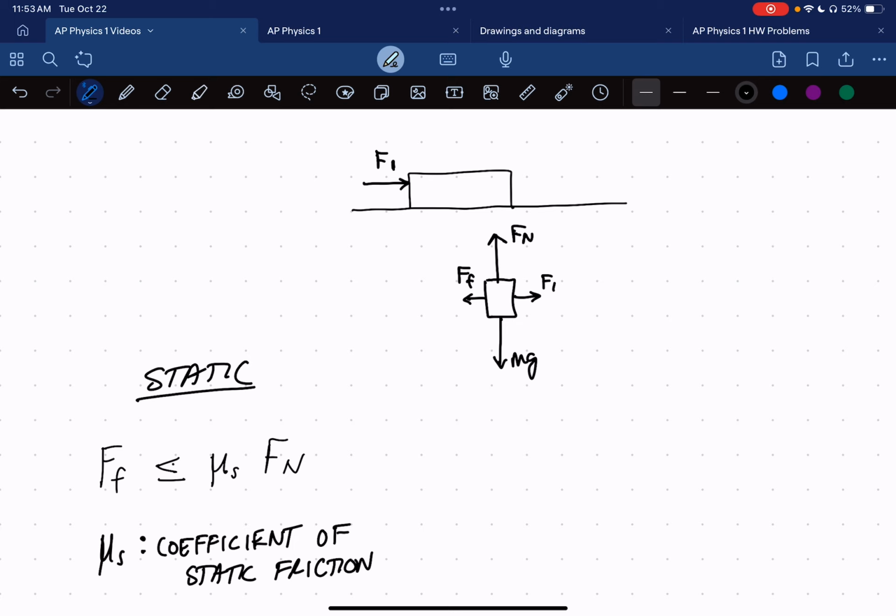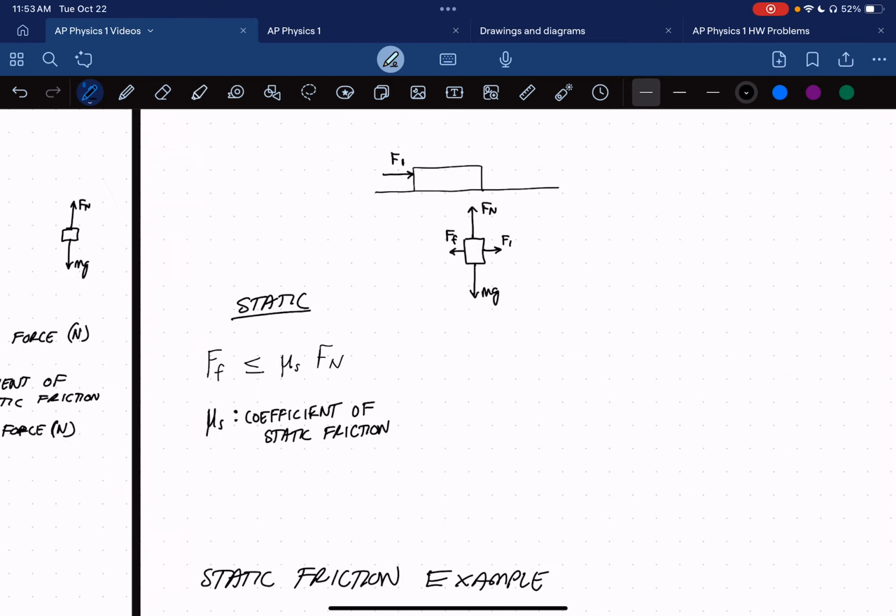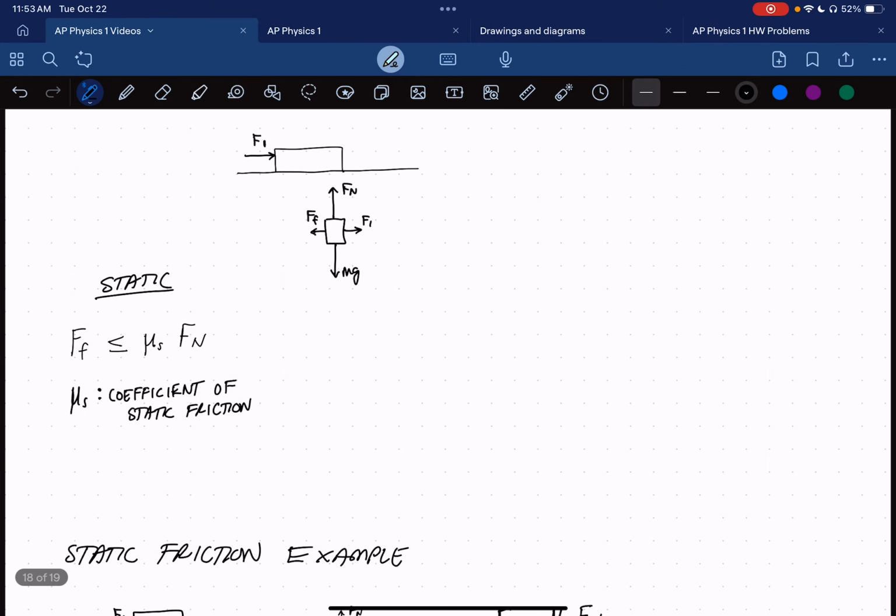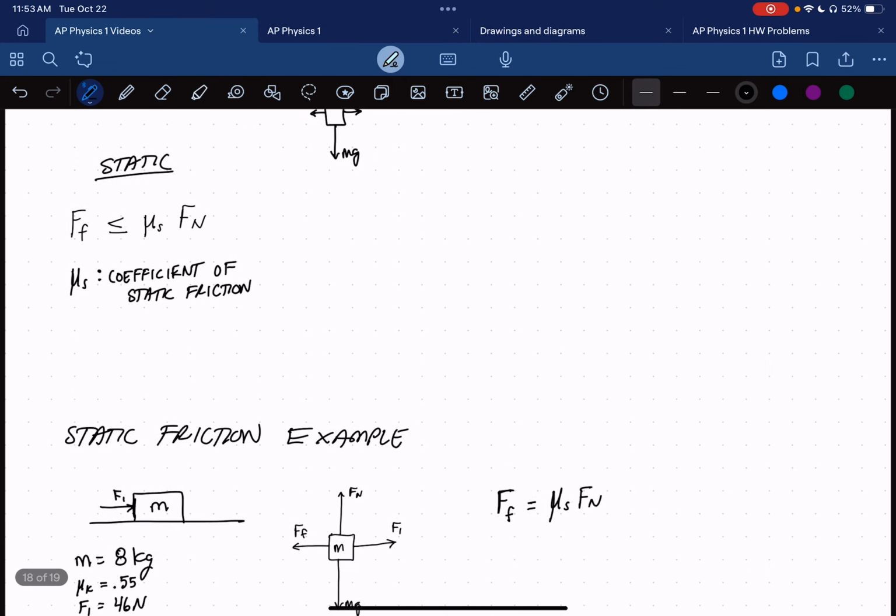And so, yeah, what it's showing you here is that there's a range of static friction that it could be. Like I said, it's going to match the force that you use against it, but only up to a certain amount. And that amount is given to you by this equation. So, yeah, we do have an example down here that we can kind of get right into.